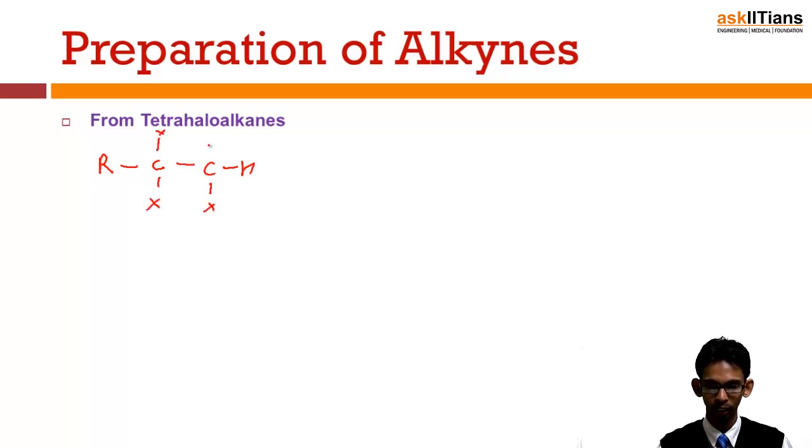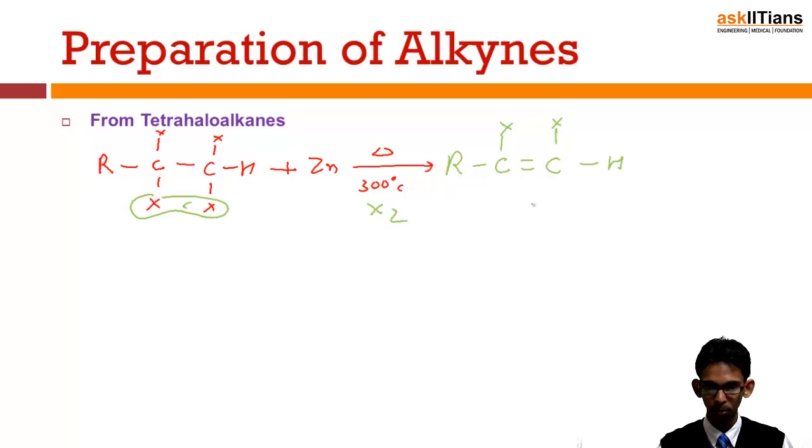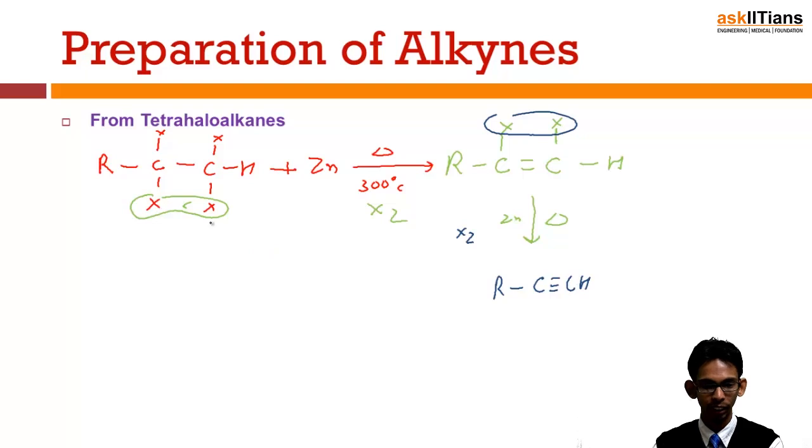There will be 4 halogens at adjacent positions, and when this is reacted with zinc dust and heated at about 300 degrees Celsius, it will result in the formation of R, C, X double bond C, X, H. These two come out in the form of X2, and when this is again heated with zinc dust, it results in the elimination of another molecule of dihalogen, and the compound would be formed. So this is dehalogenation of tetrahaloalkanes.